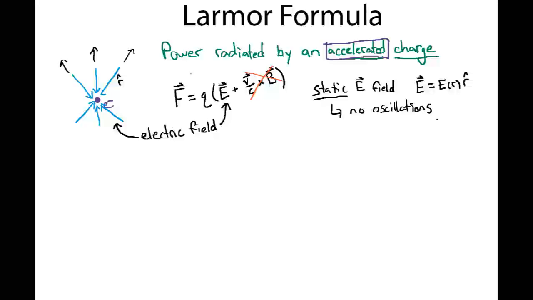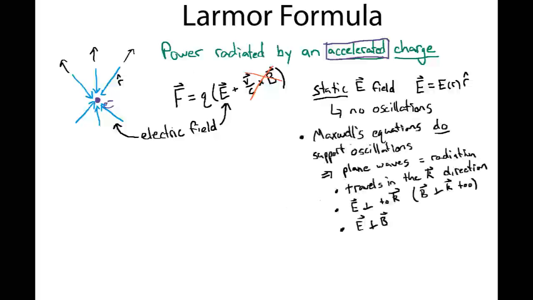And if it's a static electric field, we have no oscillations. But we know that Maxwell's equations do support oscillations. In a previous lecture, we showed that plane waves, which are photons, carry radiation and travel in a direction k hat associated with the direction the plane wave is propagating. And we know that the E field has to be perpendicular to that direction, as does the B field. And in fact, the E field and B field are themselves perpendicular.